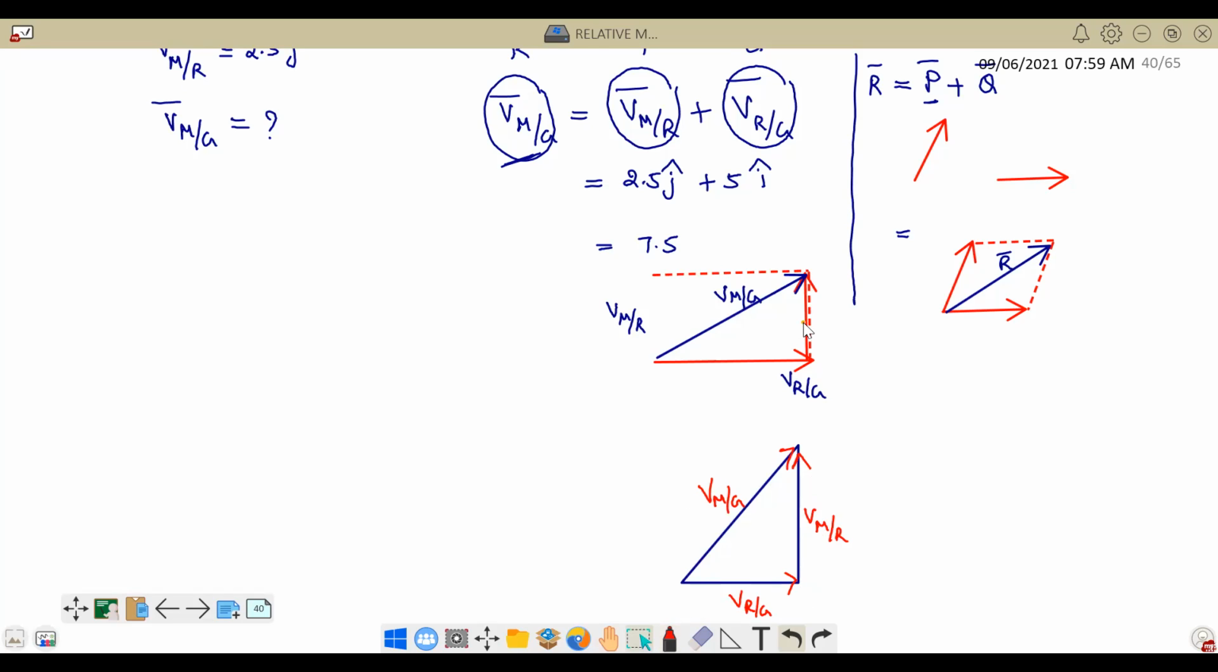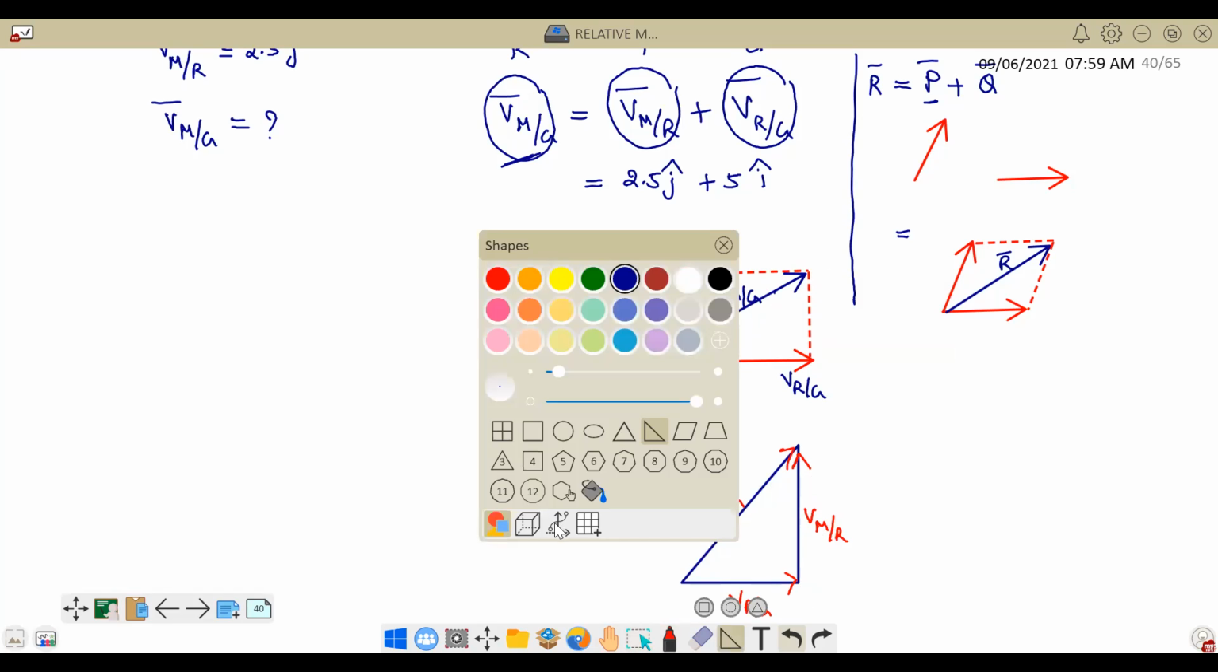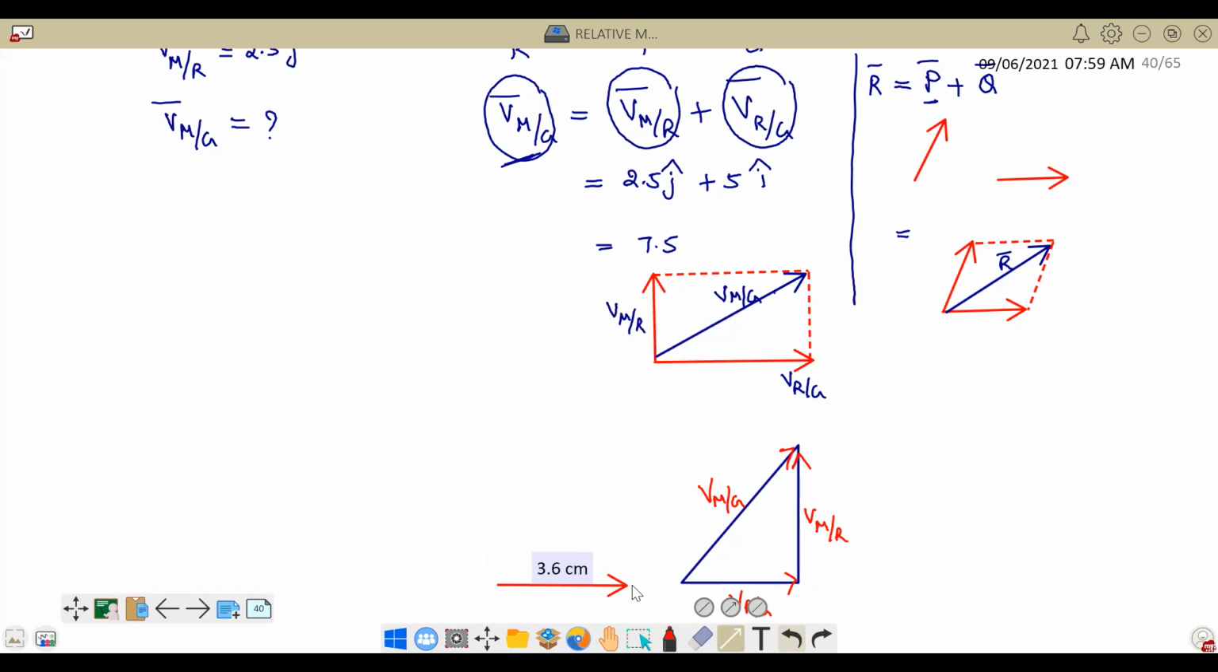Another diagram which you should remember is the basic parallelogram. Are you able to understand? So both diagrams should be in your mind. Both are one and the same. This is called velocity of man with respect to river. This is called velocity of river with respect to ground. This is called velocity of man with respect to ground. So these two diagrams you should know by heart, in the sense of understanding the equation.